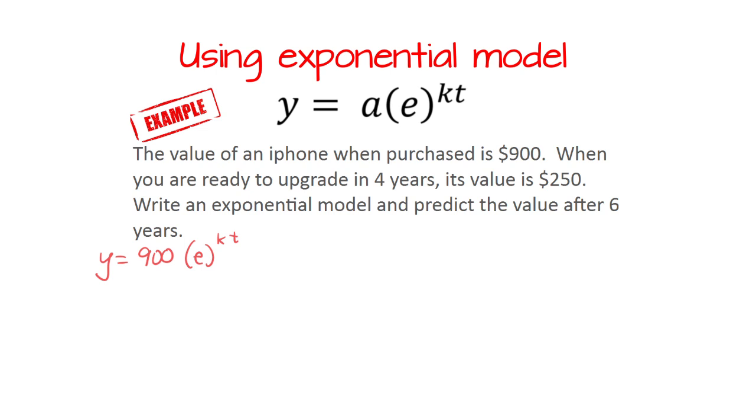So I'm going to go ahead and plug in this right here as an ordered pair. At time 4, the value is $250. So let's type that in. 250 is equal to 900 e to the k times 4. And then we're going to solve this for k. The k is caught up there as an exponent, so I imagine I'm going to be doing a logarithm here to get it out of there. But let's start with 250 divided by 900.